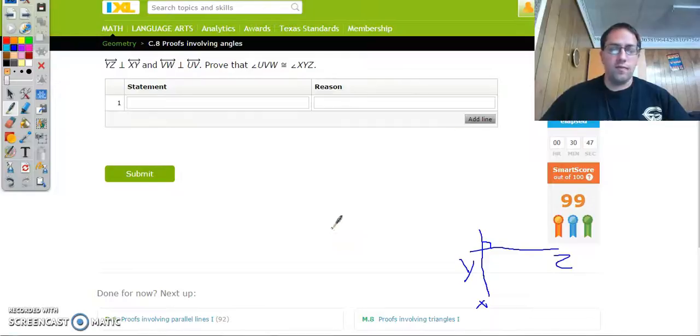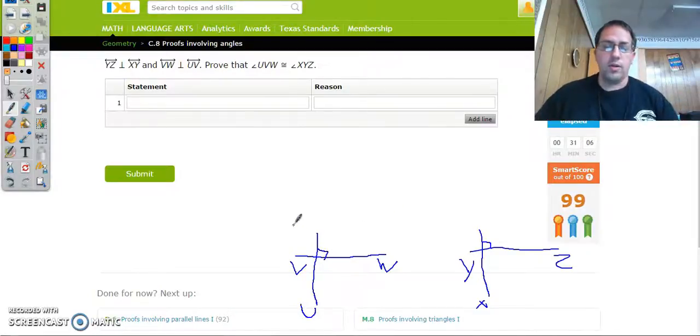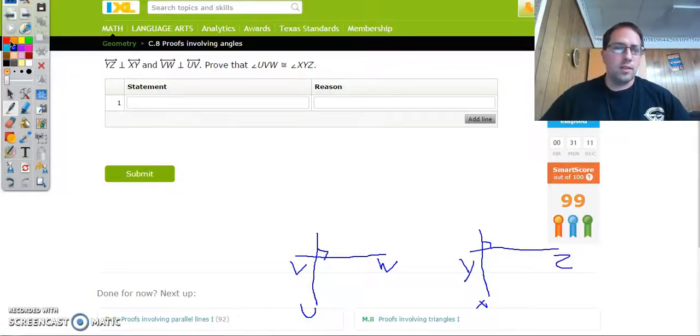Next, we have line VW. So put it over here. Why not? VW. And perpendicular to line UV. So it's going to intersect there. And this is U. And it tells us that this is perpendicular. And you can all laugh at my lovely artwork because it's awful. That's fine. So now let's think about this.